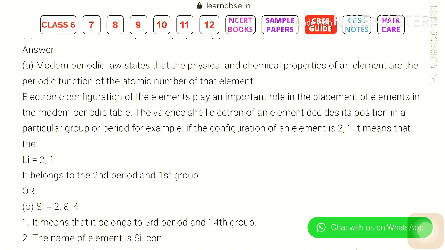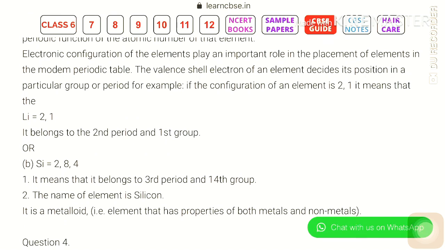So here we have two examples, lithium and silicon. The valence electrons of an element decide its position in a particular group or period. For example, lithium's atomic number is 3, so its configuration is 2, 1, so it belongs to the second period and first group. Next, silicon's atomic number is 14, so it belongs to the third period and 14th group, and it's a metalloid because it has properties of both metal and non-metal.